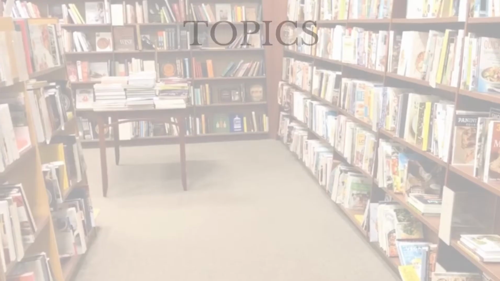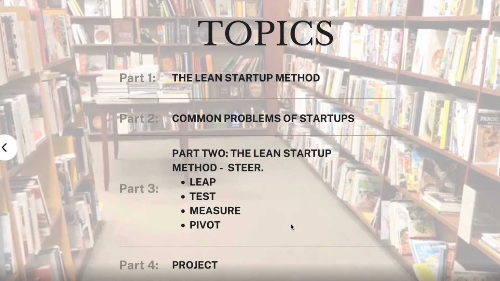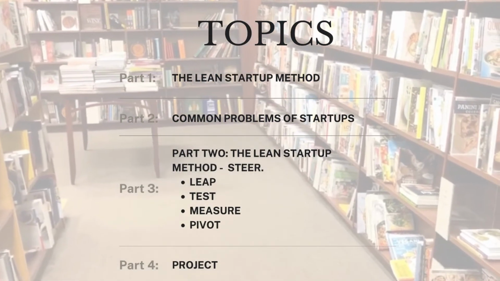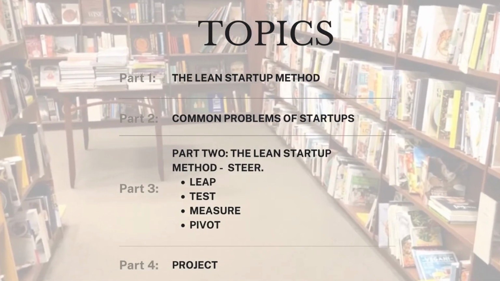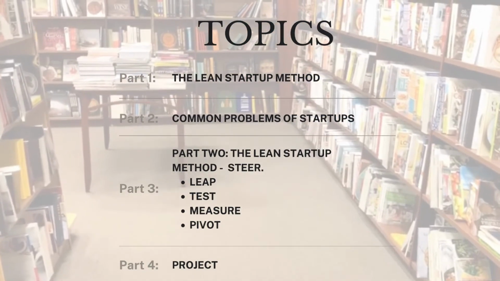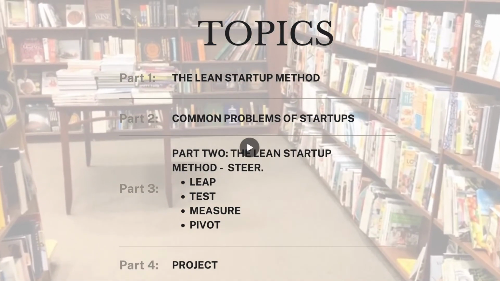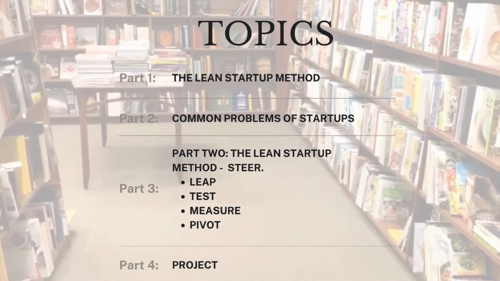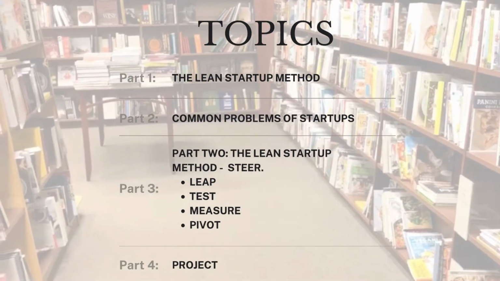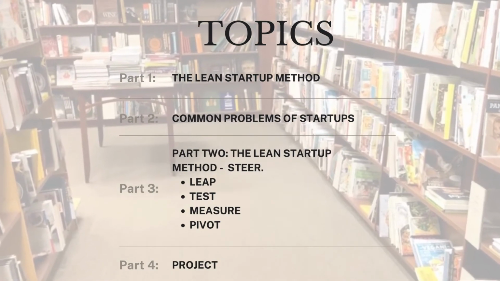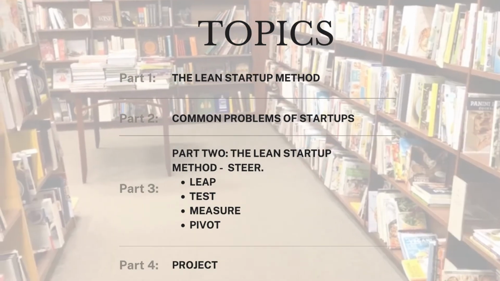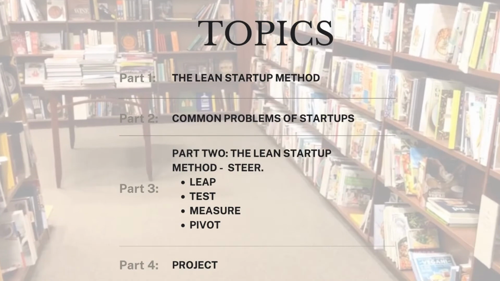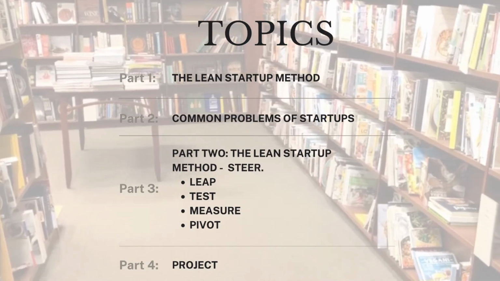In today's class, we are going to talk about the Lean Startup Method, remembering the first video about the topic. Second, we are going to talk about some common problems of startups so we might know how to ameliorate the effects and overcome the obstacles. Third, we're going to talk about the second part of the book, which is Steer, and analyze each one of its specific points. And finally, we're going to have a project.